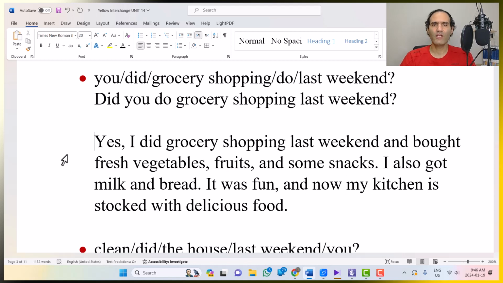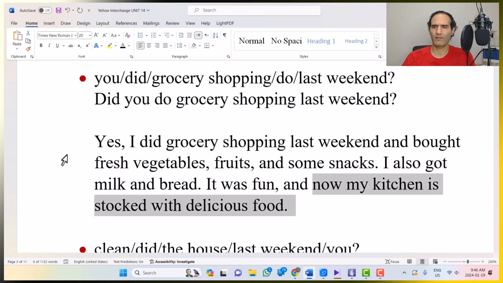So as you see, the question was in past, and so were the answers. I did grocery shopping. I bought fresh vegetables and things. I got milk, past tense. It was fun, past tense. And this one is simple present: my kitchen is stocked. Okay, this was the first practice.